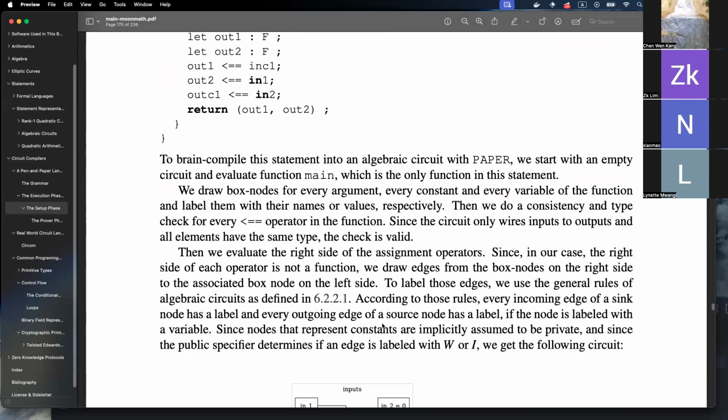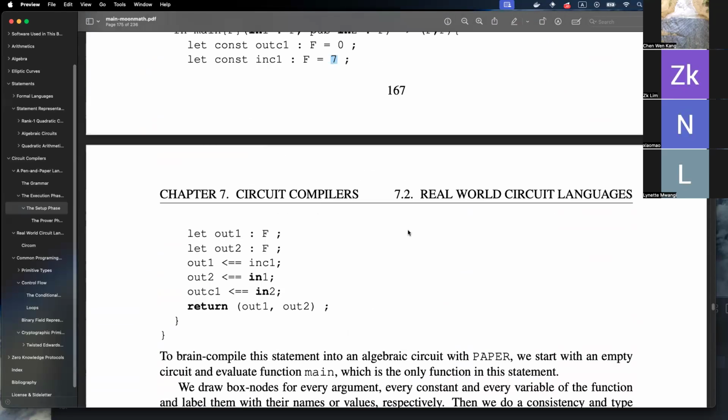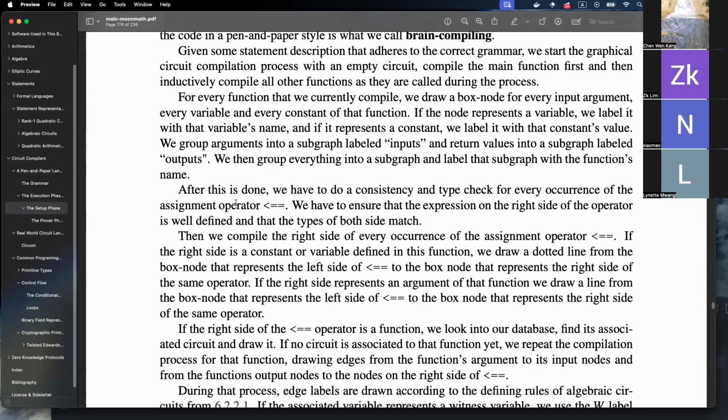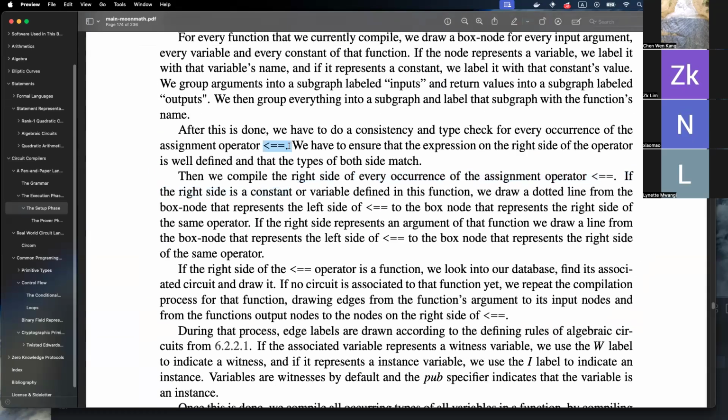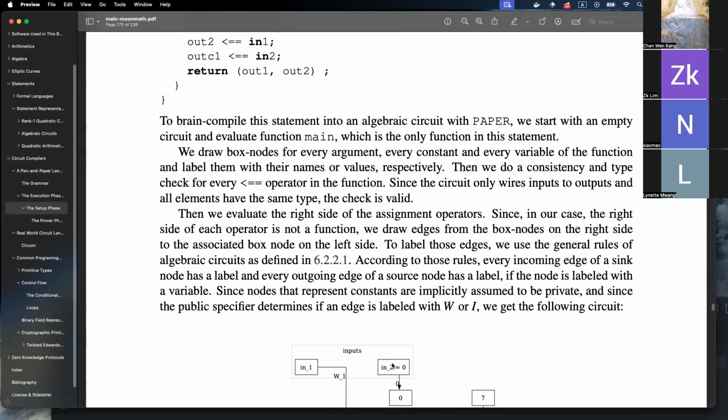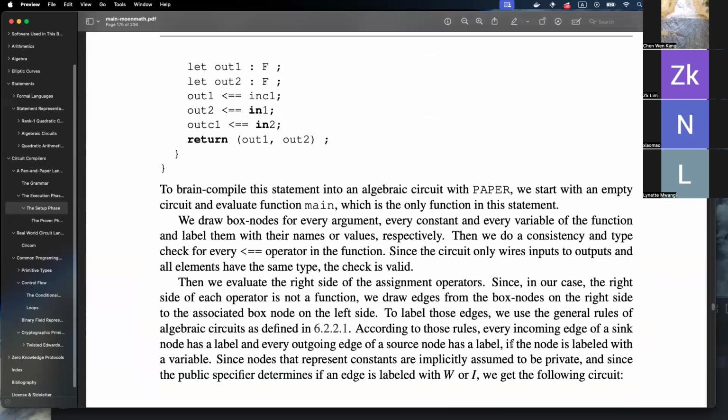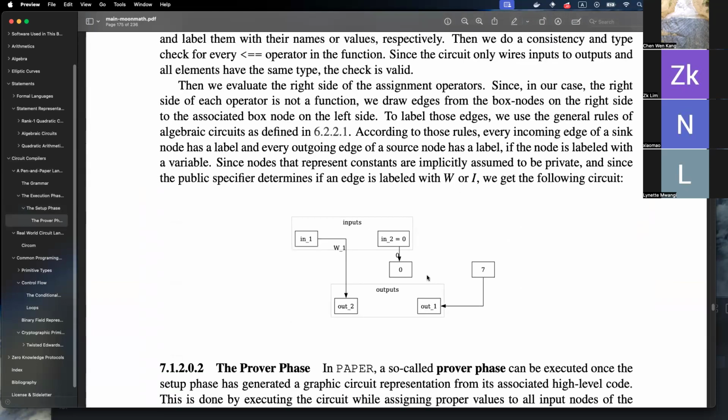In this case, our brain, right? So they actually describe what this does, right? So this is an assignment operator for them. That's really weird, but yeah, this is an assignment operator for them. So that's what happens in the setup phase.